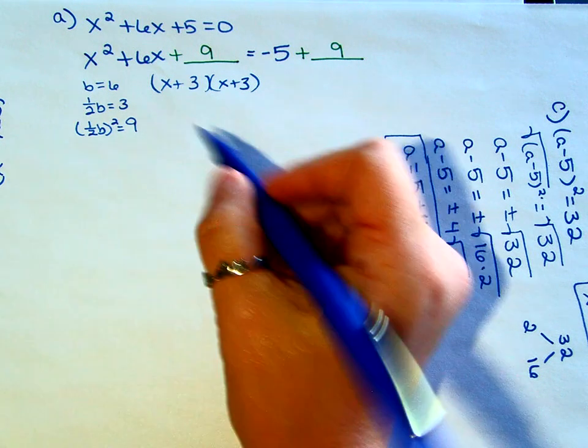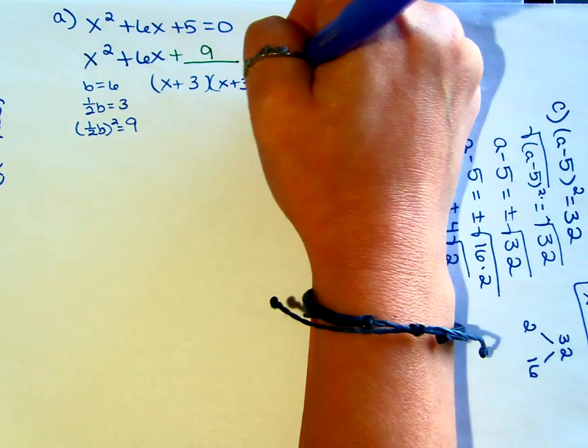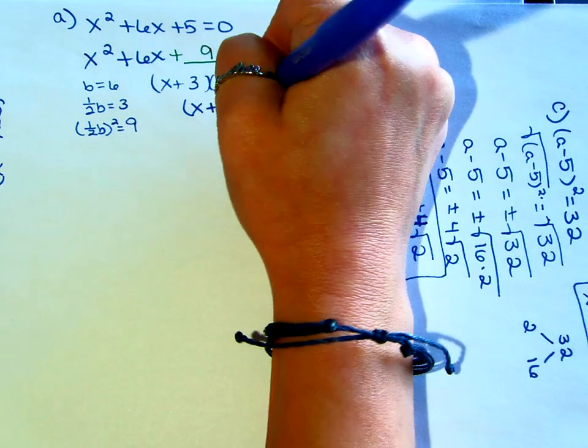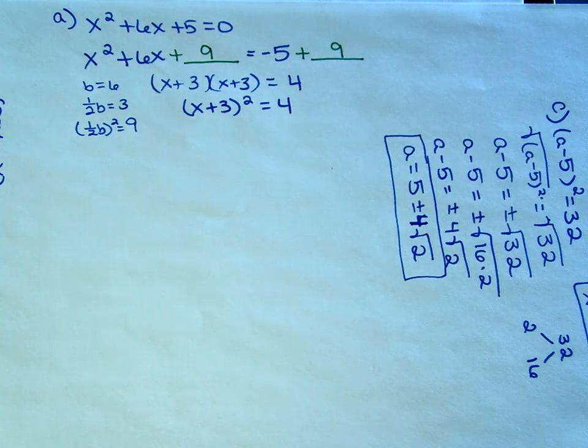-5 plus 9 is 4. So you get x plus 3 squared equals 4. And you want to write it as your x plus 3 quantity squared, because now we have something squared equal to a whole number. We can square root both sides and use our square root property.